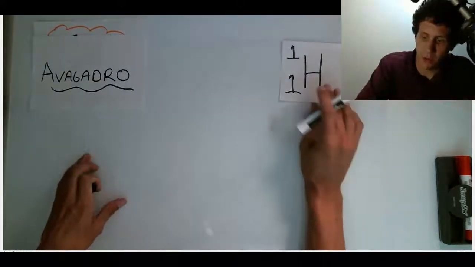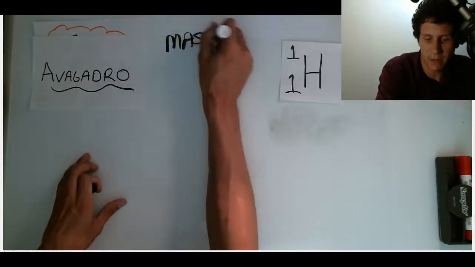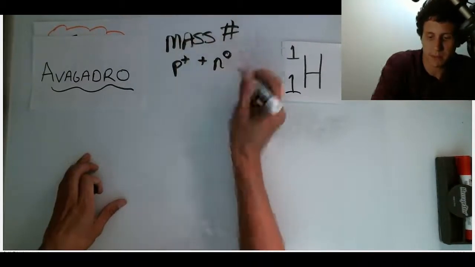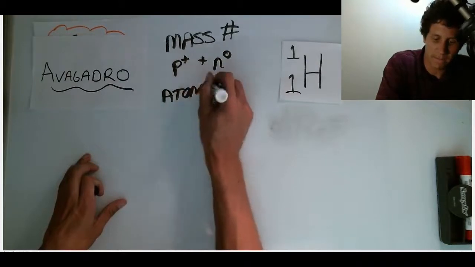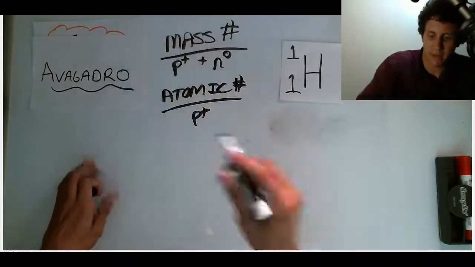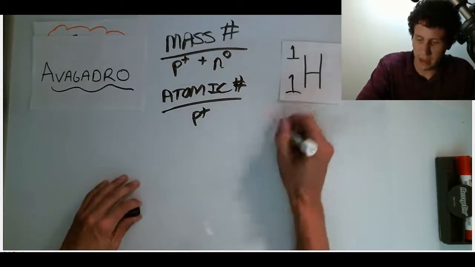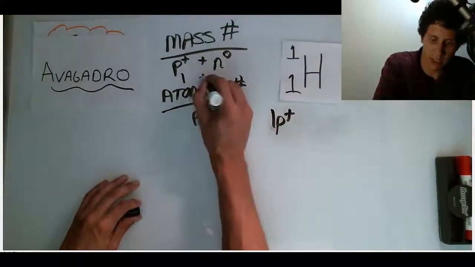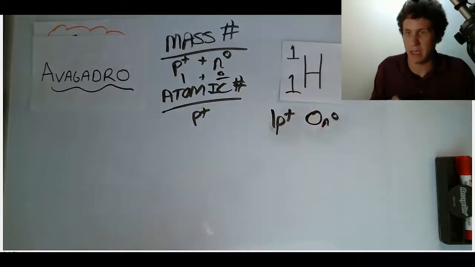Just a quick review: the top number is the mass number, which represents protons plus neutrons. The bottom number is our atomic number, and it represents the number of protons in an atom. So this particular atom is going to have 1 proton because it has an atomic number of 1, and no neutrons, because 1 plus something has to equal 1. Well, it's got to be 0.